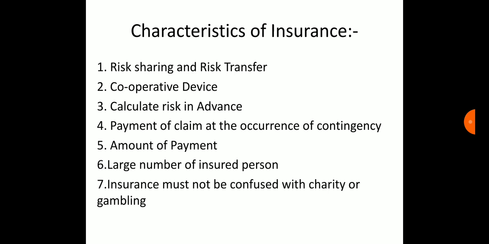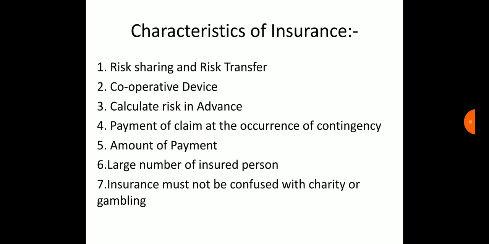Sixth, larger number of insured persons. The price of insurance is basically linked to the cost of claims, which is only known subsequently. In the beginning, it is an unknown factor and an estimate is made on the basis of past claims experience.